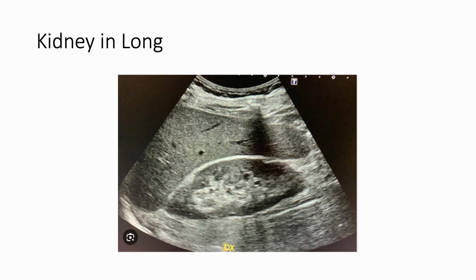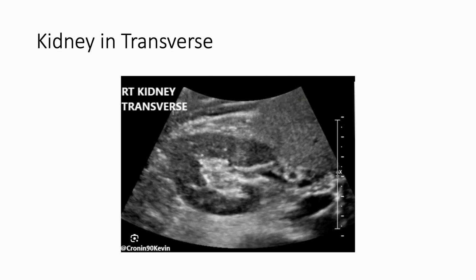Okay, this is what a kidney looks like. Your liver is going to be on top for the right side. Your liver will be on the top, and then just below will be your right kidney. Again, on the right side, you have your liver, kidney. This is taken in longitudinal. Here is a transverse view of a kidney. It's going to look like a circle.